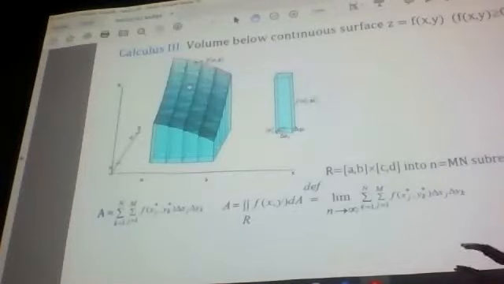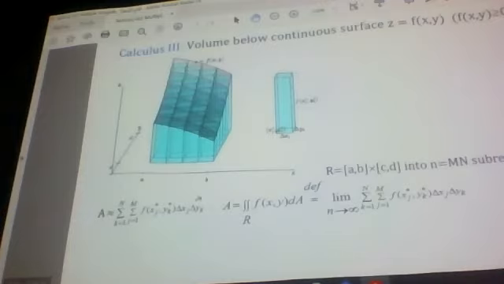We can use circumscribed rectangular boxes, taking the highest point over the jkth little rectangle down below, or we use inscribed, taking the lowest height of a point over the jkth rectangle. Here's the Riemann sum for a function of two variables. Sum j equals 1 to M, the number of increments in the x direction. Sum k equals 1 to N, the number of increments in the y direction. f of xj star, yk star, delta xj, the width of the jth x interval, delta yk, the width of the kth y interval.